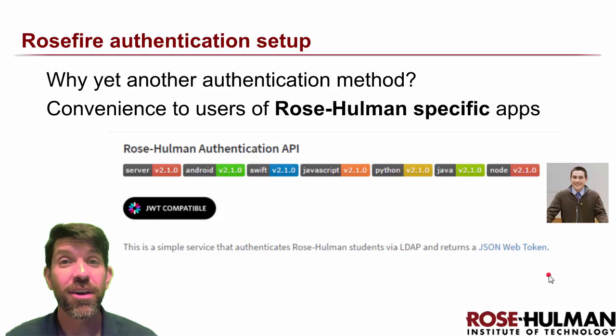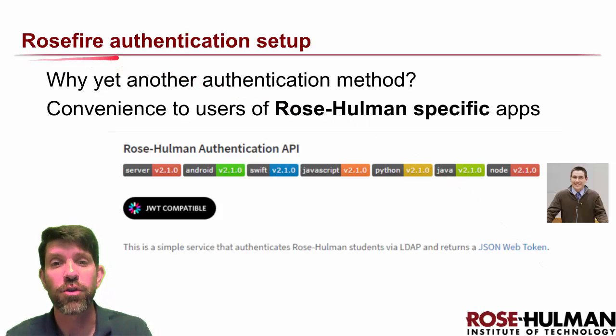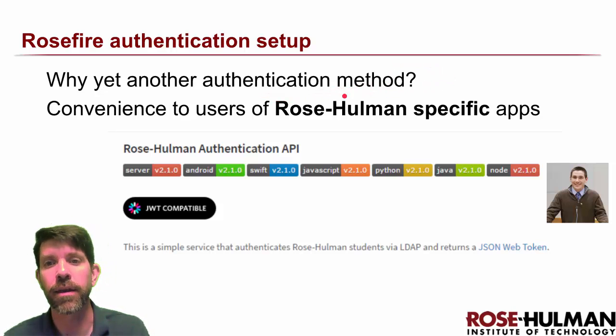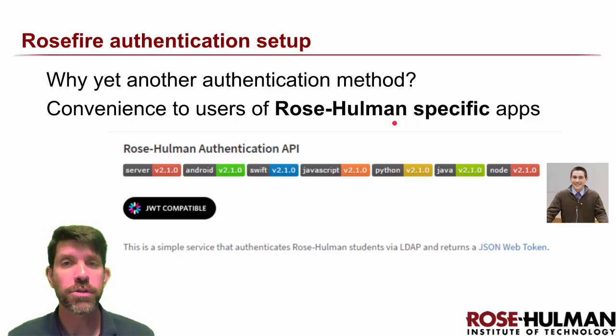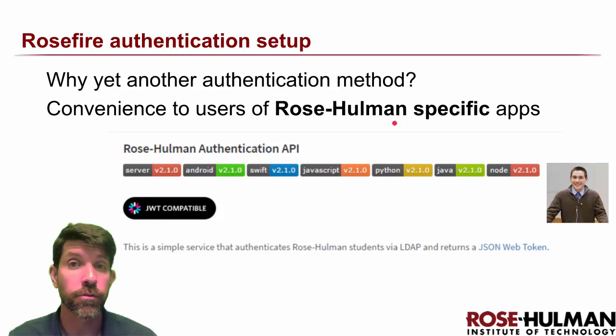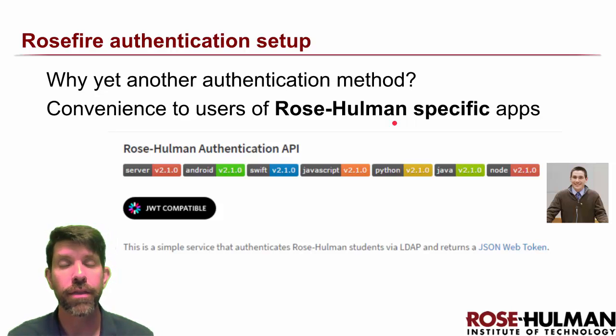All right, so our third authentication method, Rosefire, right? So why a third one? We already have Google, and it doesn't get much more convenient than that. Well, there are a lot of Rose-Hulman specific apps where it makes sense to give Rose-Hulman users access to their information, and to actually authenticate them against Rose-Hulman servers, right?